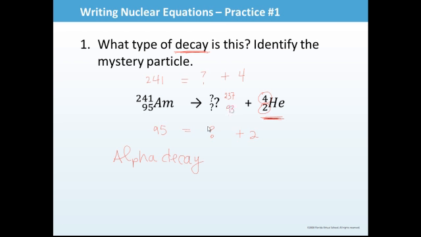So my mystery particle must have an atomic number of 93, and when we look that up on the periodic table, we see that my mystery particle is neptunium-237.